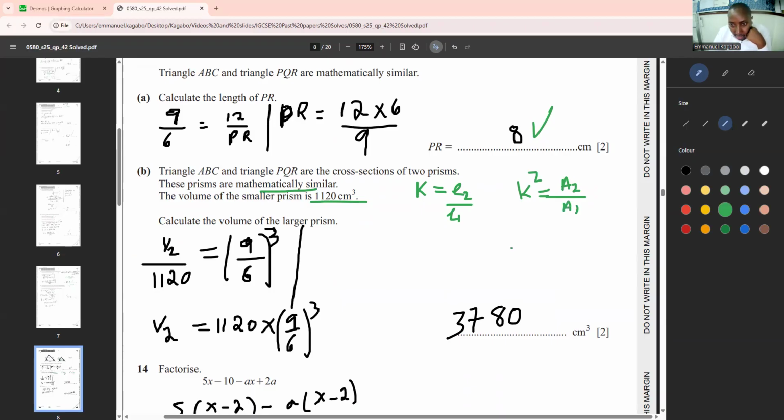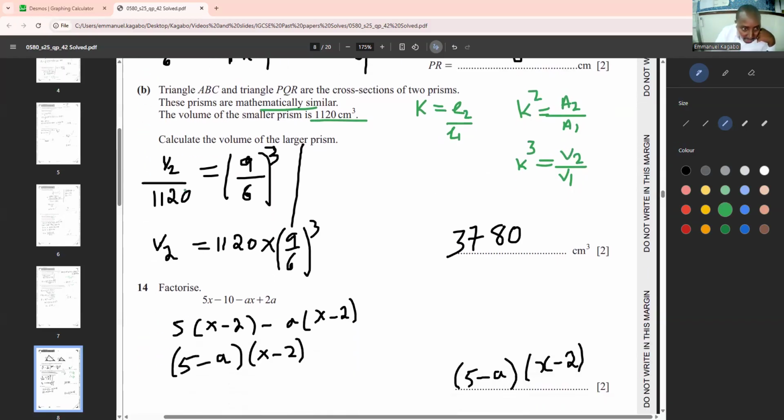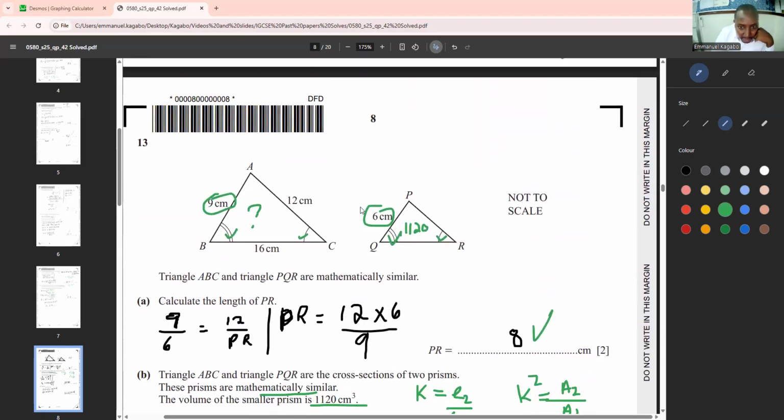Is that okay, guys? If you're dealing with volume, it will be volume 2 over volume 1. What I'm calling big side, big shape, big area, big volume, okay? That is it. So now, if I get the big volume over small volume, it should be called the scale factor, which is 9 divided by 6. That's my scale factor, okay?